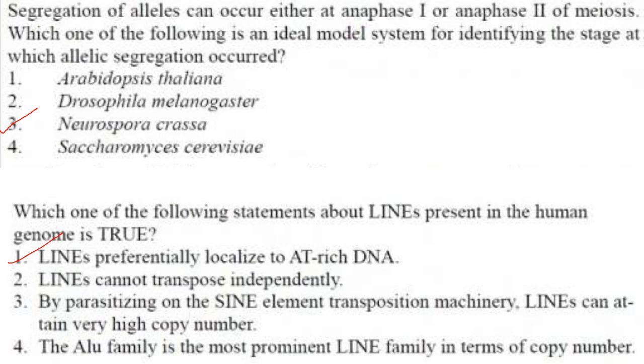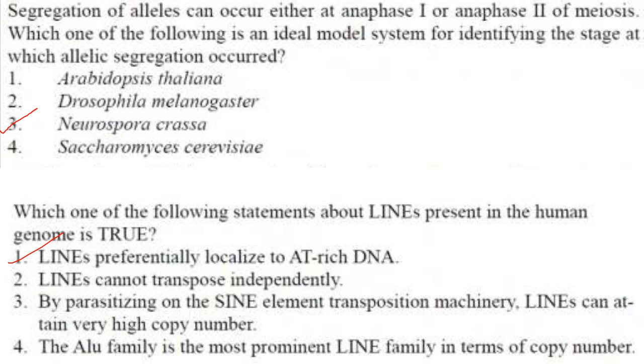Then next one. Segregation of alleles can occur either at anaphase 1 or anaphase 2 of meiosis. Which of the following is an ideal model system for identifying the stage at which allelic segregation occurred? So this first division segregation, second division segregation we study in Neurospora crassa. So Neurospora crassa will be an ideal model for identifying the stage at which allelic segregation occurred. So the answer here is option 3.